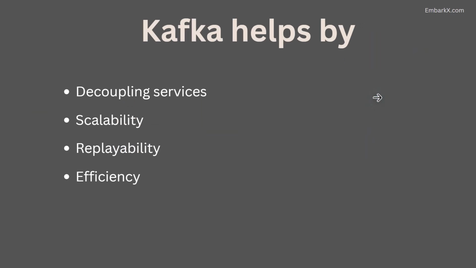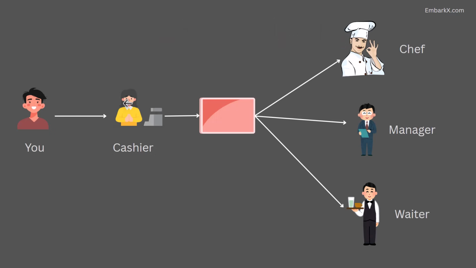Okay, so how does Kafka help? Kafka helps by decoupling services. It makes services much more scalable. So when I say decoupling, it means there is no tight dependency. So over here in this diagram, you will notice that there is no tight dependency between the cashier, you, and all the players in the restaurant, right? And if you have Kafka in between, things are much more decoupled, right?